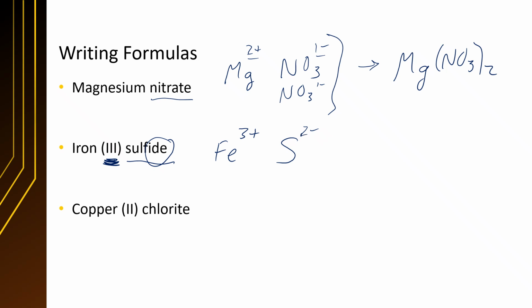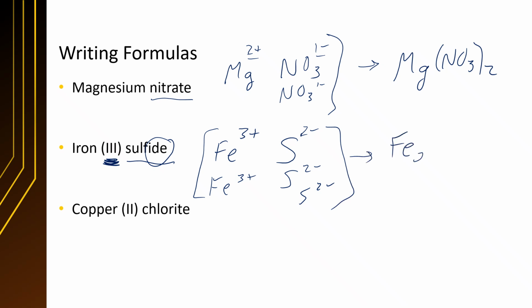Now those charges do not match. If I add another S, now it's -4, +3. +6, I need another one, -6. Now the charges match. And so it took me 2 irons and 3 sulfurs to cancel out. So that is my formula for iron 3 sulfide.